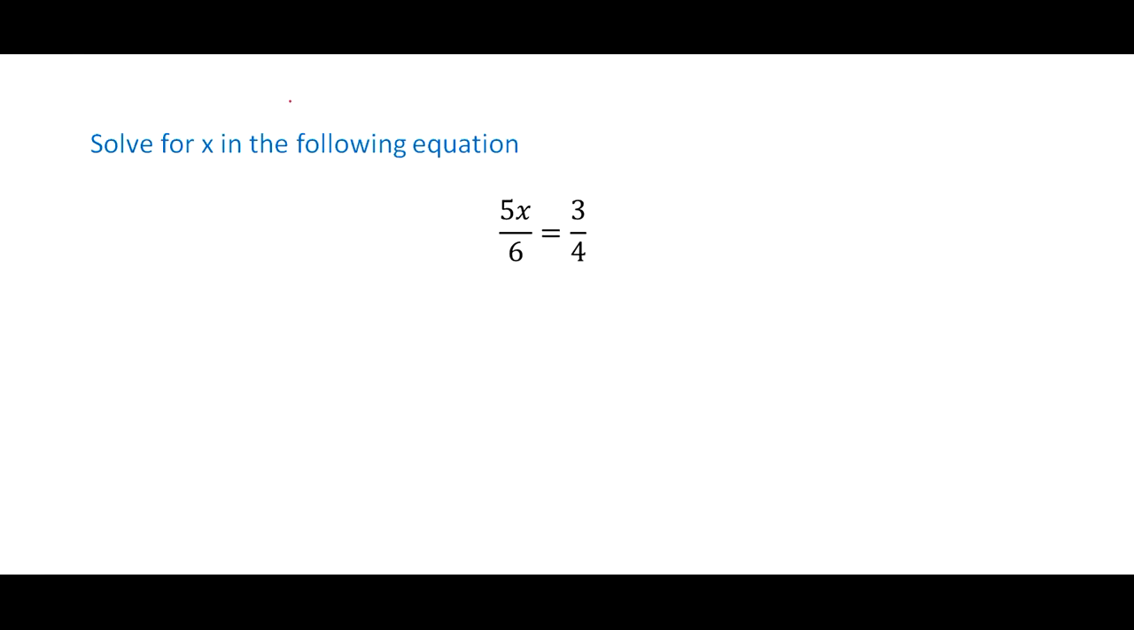Okay, in this one here, we have two fractions again. 5x over 6 is equal to 3 over 4. So, the easiest thing to do is to cross multiply. So, 5x multiplied by 4 gives me 20x. And 6 multiplied by 3 gives me 18. In order to get rid of the x, we divide both sides by 20. So, therefore, x is equal to 18 over 20. You can divide top and bottom by 2, so this will be 9 over 10.